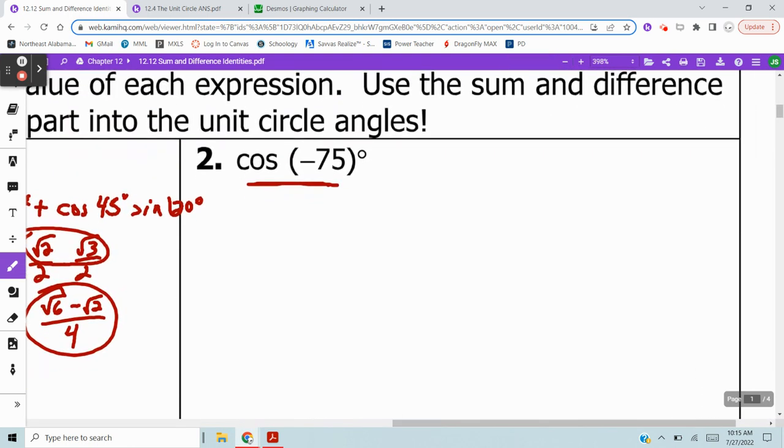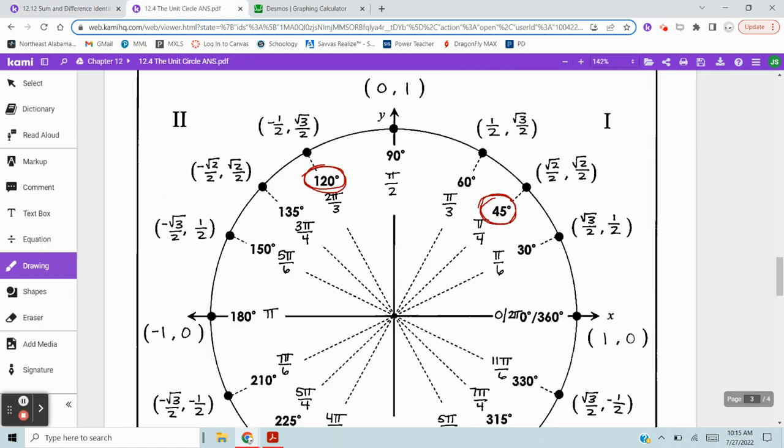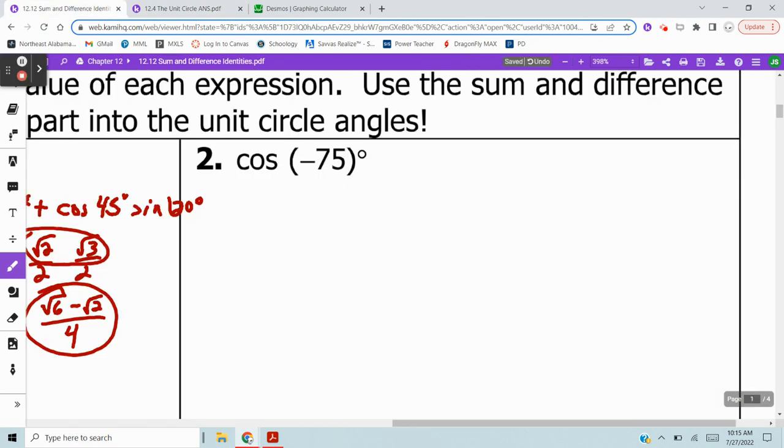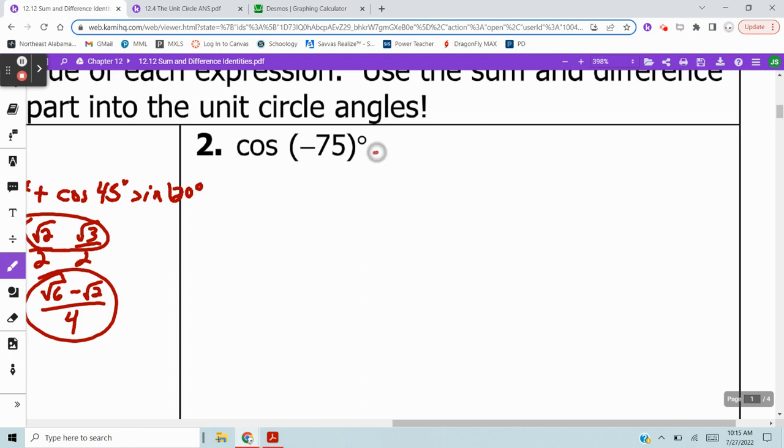So the cosine of negative 75. Now we've got to find two angles that subtract or add to give me negative 75. Now, one thing you can do there, if you would like, is that anytime I'm dealing with negative angles, a lot of times I will add a rotation to that, which is perfectly legal because negative 75, when added to 360, is going to give you 285. Those two angles are coterminal.